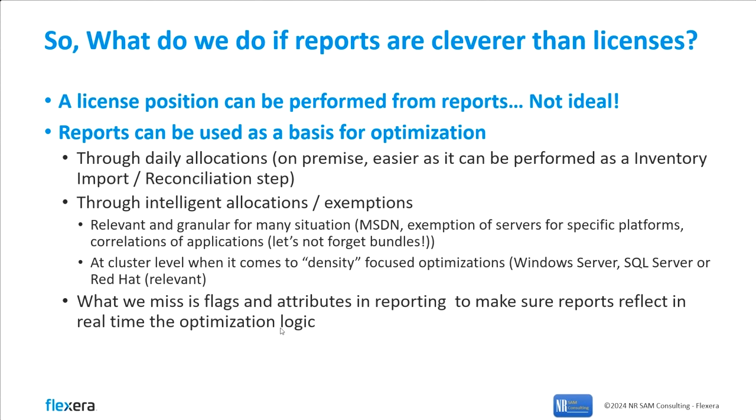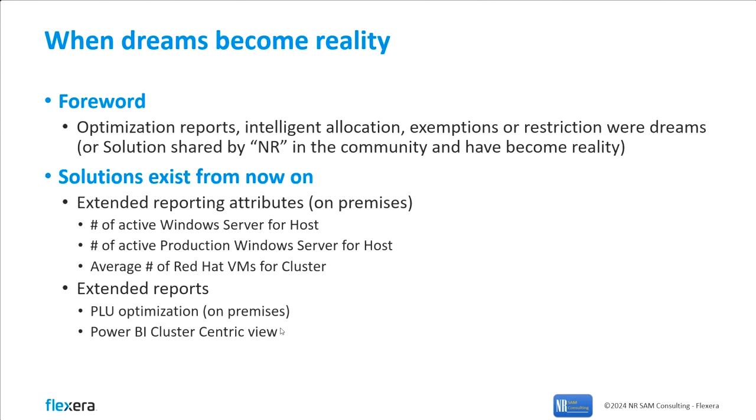So typically, if we had an attribute of the hosts, which would be the number of active Windows Server VMs, that would be great. And that's maybe where I'm moving to the next step, which is using intelligent allocations or exemptions or restrictions, which are using reports, becomes even more powerful when the reports become even more powerful. I'm going to show things that are not yet in the product. So if you're a cloud customer, it will not happen yet. If you're on premise, I can absolutely implement that.